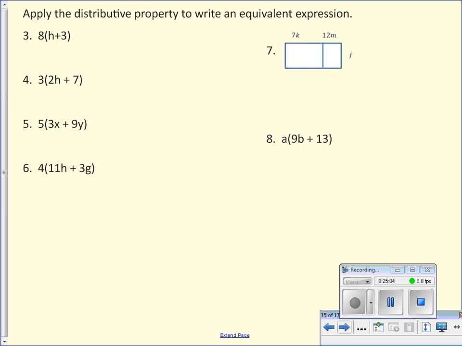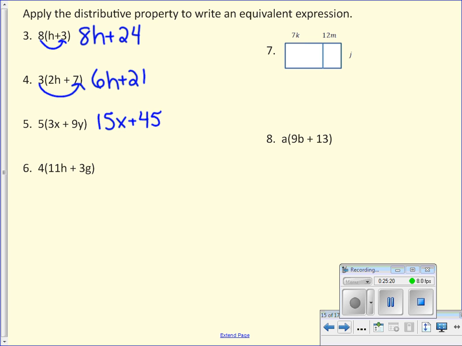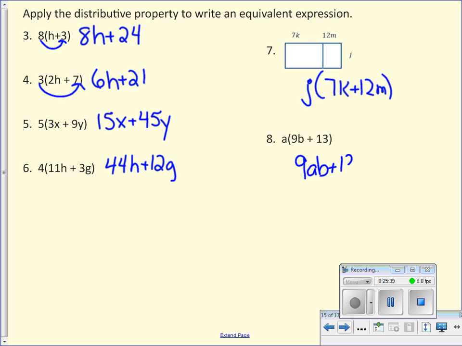Okay, before the bell rings, let's see how quickly we could write our answers. 8 times h is 8h. 8 times 3 is 24. Don't forget that second number. Everybody likes to forget that second number. Is everybody checking their work, please? Number 7. I have J groups of 7K plus 12M. Here, oh, look at number 8. 9AB plus 13A.